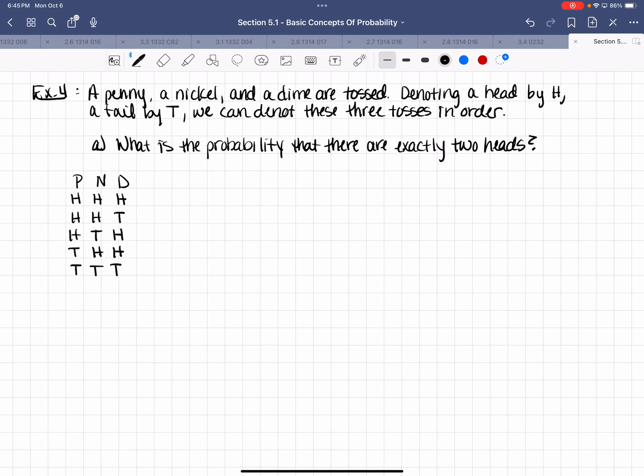So I could have tail, tail, tail, right? Could have 3 tails. I could have a tail, tail, head. I could have a tail, head, tail. And so now see how the head's moving around? And then I could have a, what? Head, tail, tail.